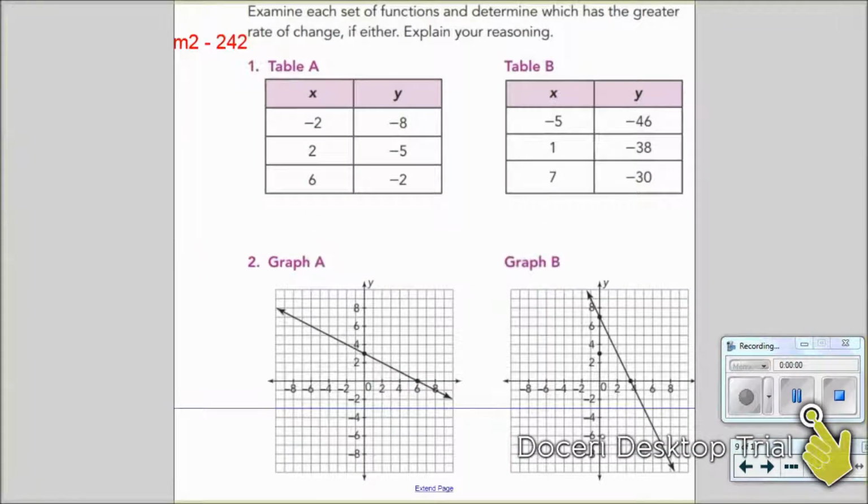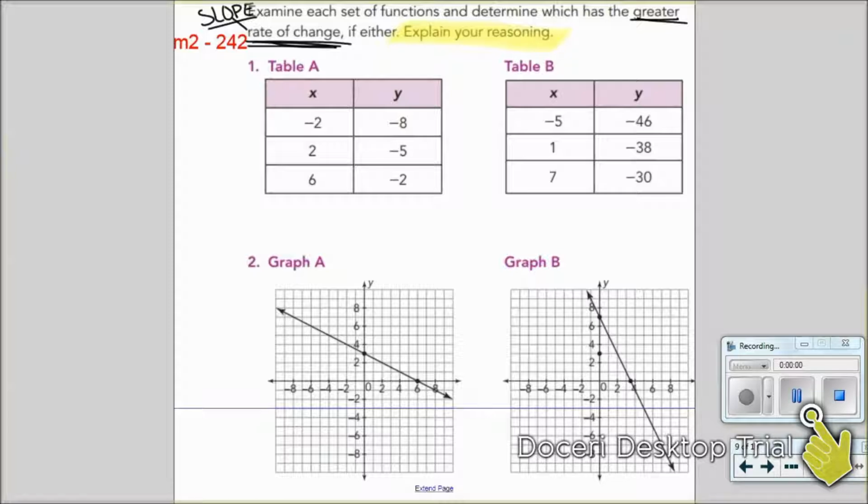All right, guys, so we're over on page 242. So let's go through our directions here. Up at the top, it says examine each set of functions and determine which has the greater rate of change, if either, and then explain your reasoning. So a couple things here. We're going to underline where it says rate of change. Remember, rate of change is another way of just saying the slope. So all we're trying to find is which function has the greater slope. It also says explain your reasoning. That's really important. We're going to have a sentence to explain our answer for every one of these questions.